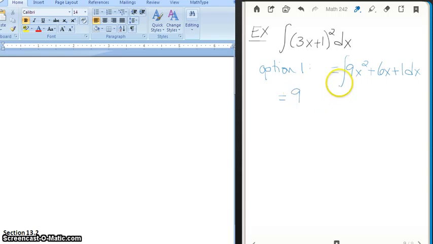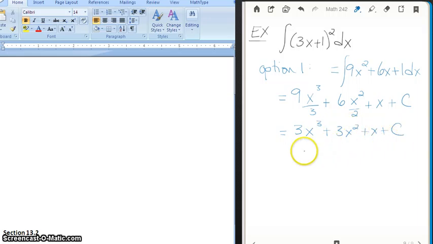The 9 just goes along in the front as a constant. The antiderivative of x squared is x to the third over 3. Next term, plus 6 is just a constant in front of an x, so 6 times the antiderivative of x, which is x squared over 2. I'm reversing the power rule. Plus the antiderivative of 1, if x is the variable, that's x, and we don't forget our big plus c for our constant of integration. We could make this look nicer. This is 3x to the third plus 3x squared plus x plus c. And that's a perfectly valid way to handle this. Like I said, that's option 1.